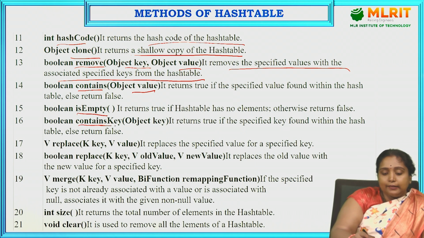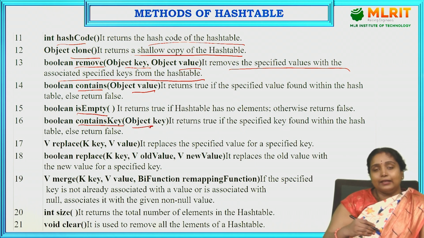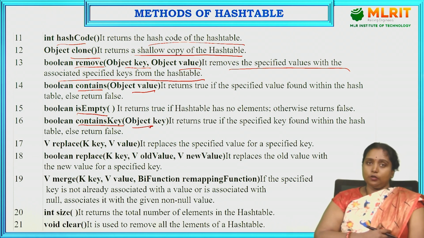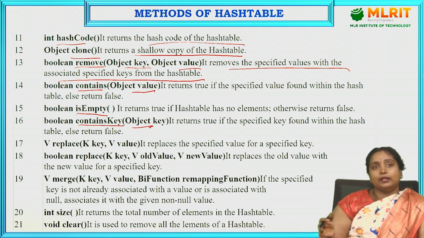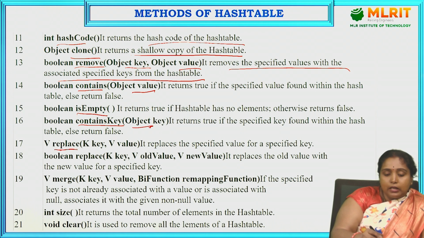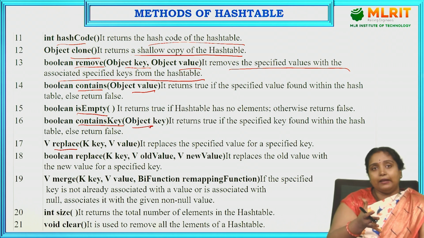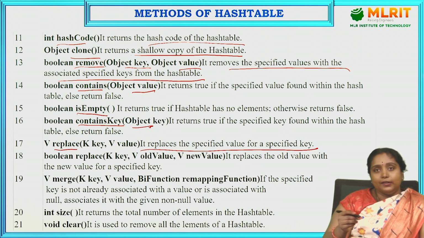And containsKey. You provide a key, and it will check whether that particular key is present in that particular hash table or not. If the key you have supplied is present, it will return true. Else it will return false. Replace. If I wish to replace the value of a key which is already associated with some other value, I have to replace it with the new value, then I have to use replace. So it replaces the specific value for the specified key.